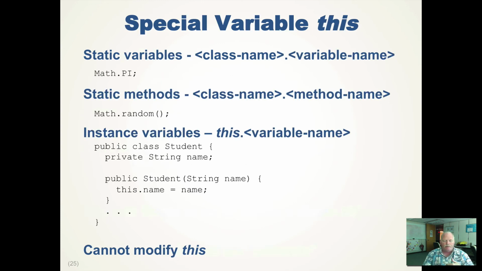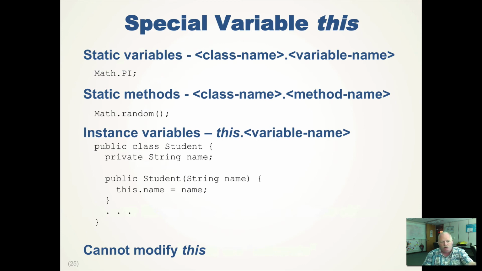So we're going to talk about another feature in Java. Recall static variables: you refer to them by saying class name dot variable name. Static methods, the same thing: class name dot method name. Now what if I want to refer to an instance variable? How do I refer to the instance's variable? Well, we use the keyword this, and then we can say the variable name.